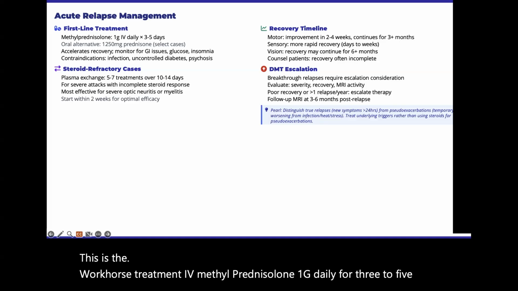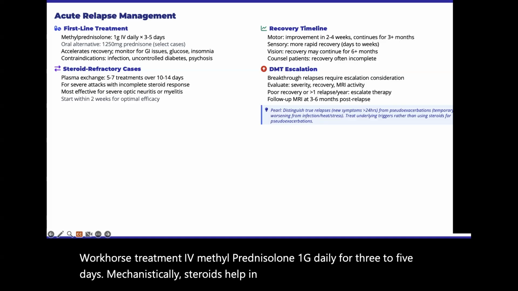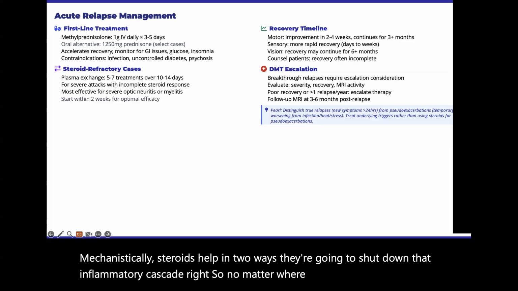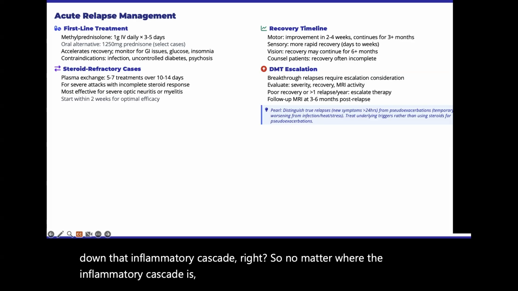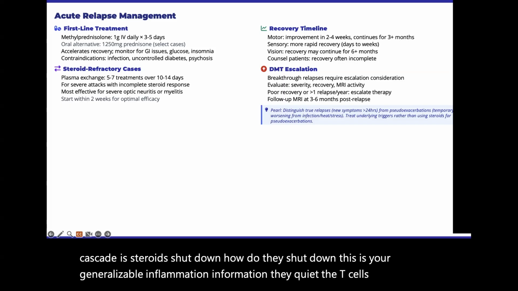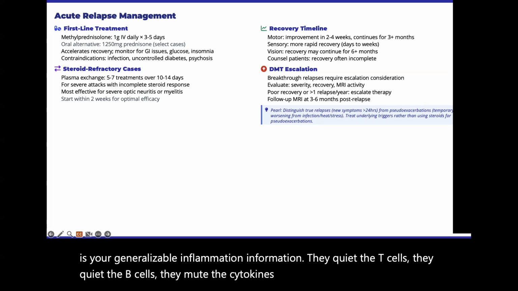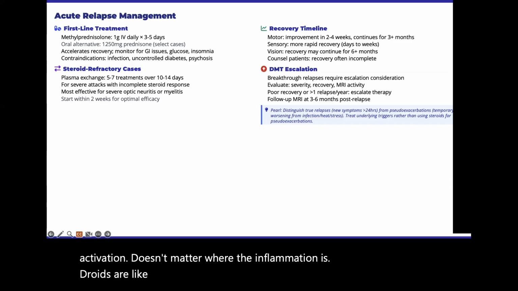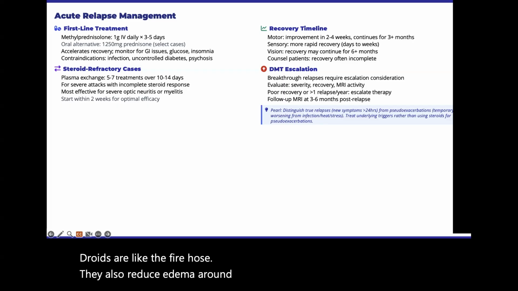Mechanistically, steroids help in two ways. They're going to shut down that inflammatory cascade, right? No matter where the inflammatory cascade is, steroids shut it down. How do they shut it down? This is your generalizable inflammation information. They quiet the T cells, they quiet the B cells, they mute the cytokines, and they reduce the microglial activation. Doesn't matter where the inflammation is, steroids are like the fire hose. They also reduce edema around demyelinated axons, so this improves conduction and can speed functional recovery.